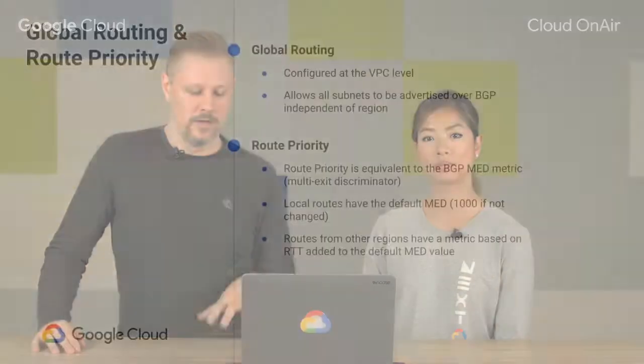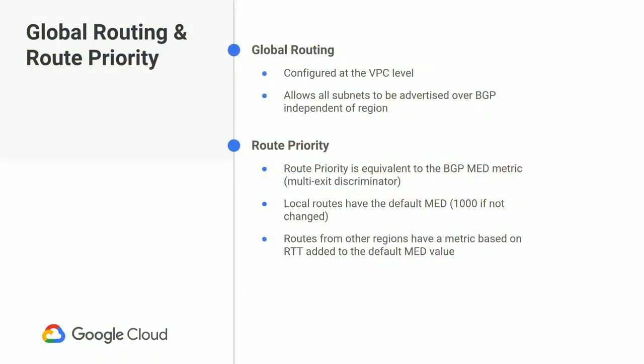So for those that are familiar with BGP, route priority is the equivalent to the BGP metric MED, right? Multi-exit discriminator. So when you see route priority in our console, just think of MED. That's how it will manifest itself when you go into your routers on-prem and you look at the route priorities. So the standard default route priority for all routes is 1,000. So if you don't change anything, when you go into your router and you look at the MED that your router is seeing, it will see all of your subnets you're advertising, and it will see a route priority of 1,000.